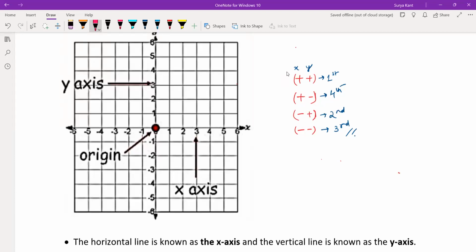So if you see here, this is your first quadrant. This is your second quadrant. This is the third quadrant. And this one is the fourth quadrant. So you can understand now. In the first quadrant, x and y both are positive. Second quadrant, x is negative, y is positive. Third quadrant, both are negative.